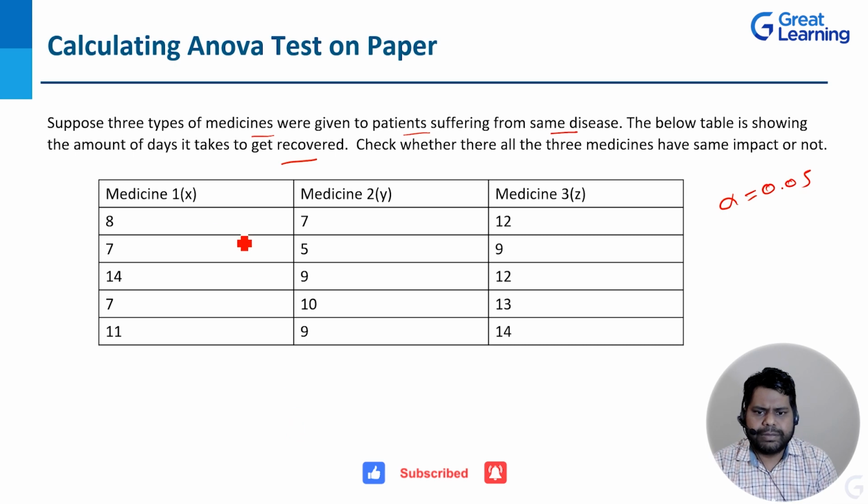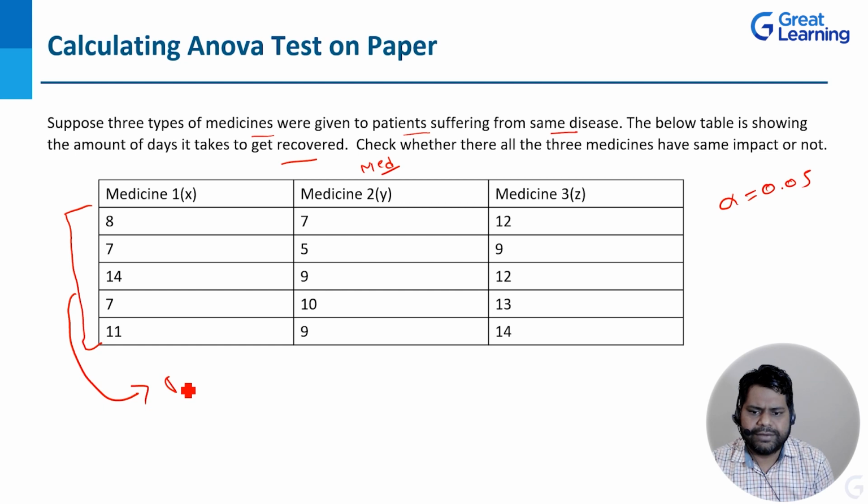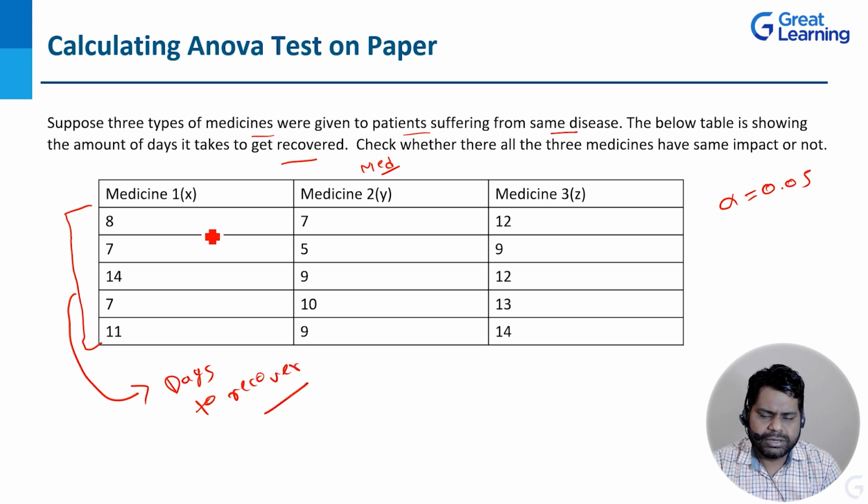For this example, we can see that there is only one independent variable, that is column-wise, that is medicines, and row-wise we don't have any independent variable, rather we have days to recover. Okay, so for medicine 1, for some patients it took 8 days, for some patients it took 7 days, for some it took 17, 14, 7, 11, and similarly for the other medicines. So now let's see how we can solve this.